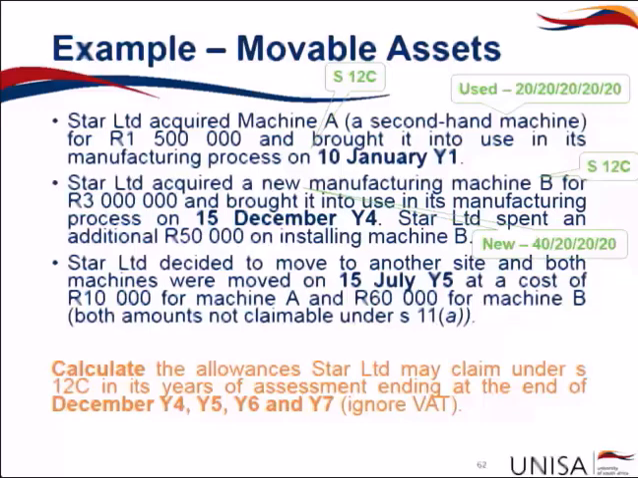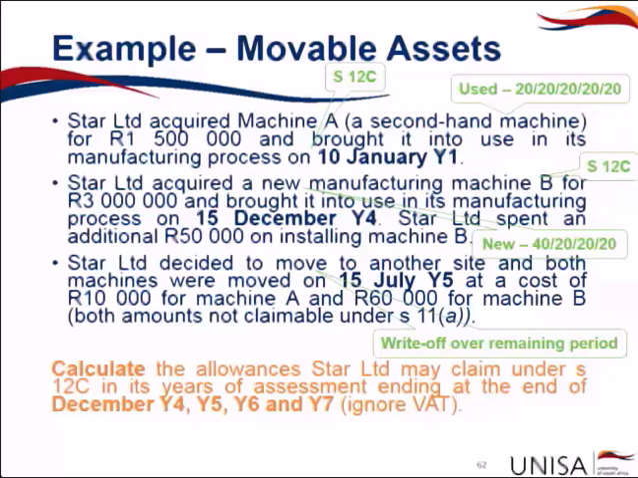It goes on to say Star decided to move to another site and both machines were moved on the 15th of July in Y5 at a cost of 10,000 for machine A and 60,000 for machine B. When we see moving costs, we need to remember that we can write these off over the remaining period. We've been required to calculate the allowances in terms of Section 12C in the years of assessment for year 4, 5, 6, and 7, and ignore VAT.